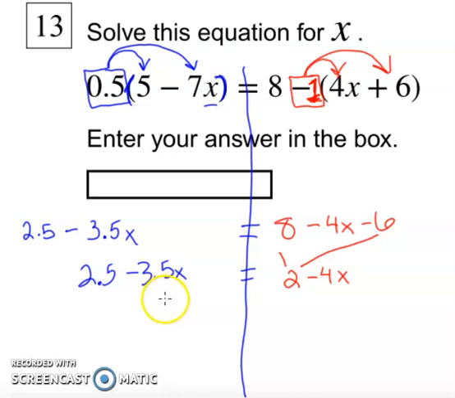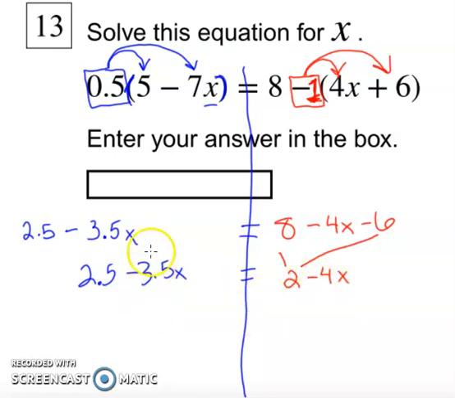So now we have to start looking at how do we get all of our variables on one side and all of our numbers on the other side. Remember, we have to do that. Notice I have an x over here and I have an x over here. I can't do anything with that. I need to get all the x's on one side. And it doesn't matter which side you want to do. It's up to you, totally.